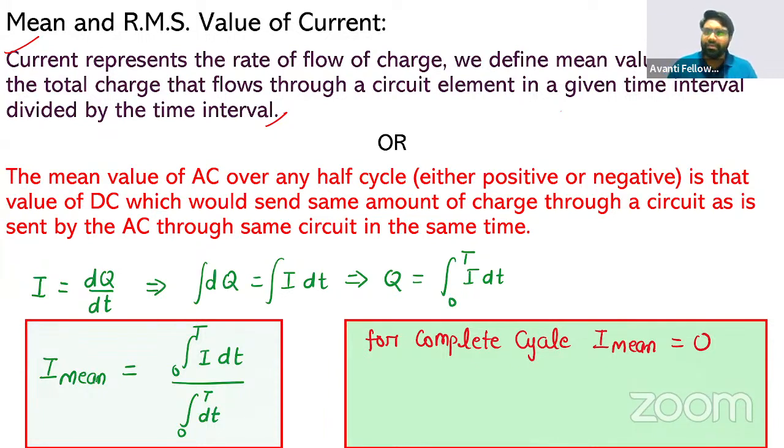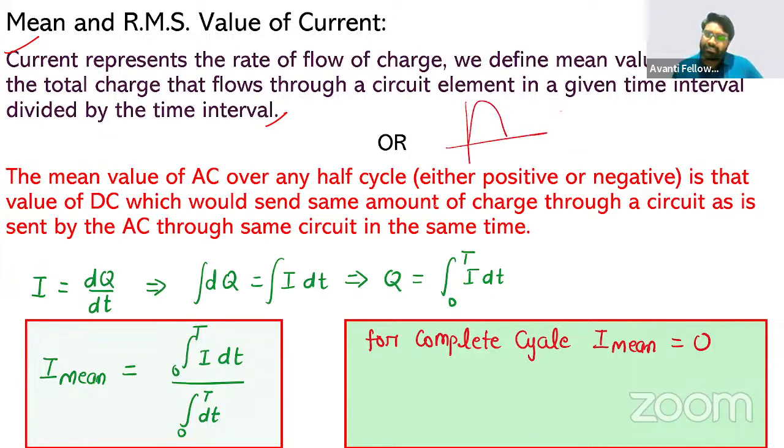Now, in an alternating current, what is it trying to convey to us? What is actually meant by the mean value of current? Okay. The mean value of AC, meaning alternating current, over any half cycle, either positive or negative, तो कोई भी half cycle, या तो वो positive है या negative है, is that value of DC which would send the same amount of charge through a circuit as is sent by the AC through the same circuit in the same time. Okay.